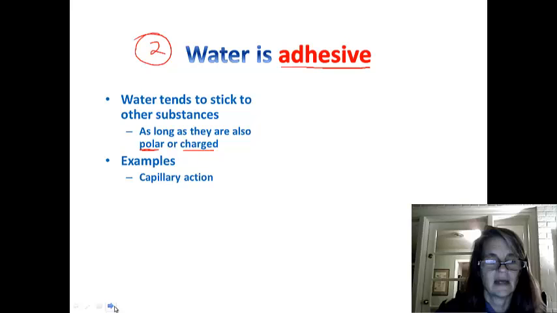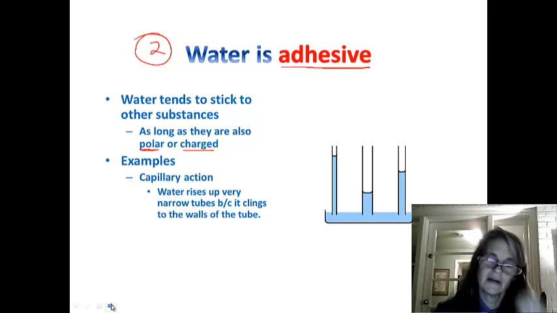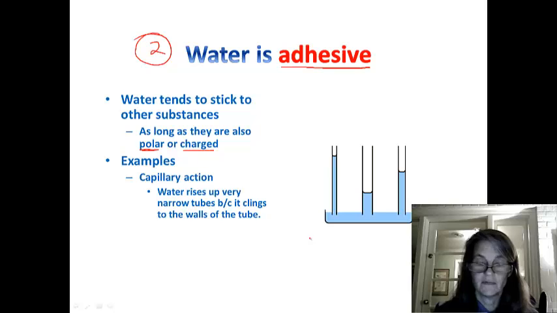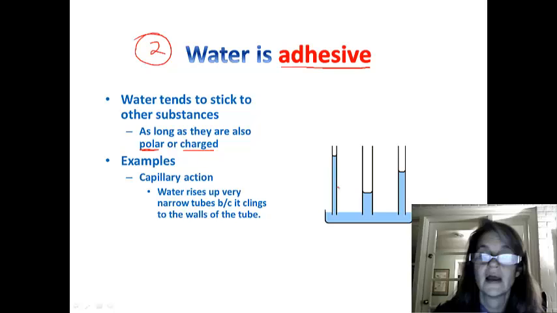Examples. Okay? Capillary action. Capillaries are tiny tubes. You have capillaries carrying blood throughout your body. They're tiny tubes. Water will rise up a tiny tube for no reason other than it likes to stick to the sides of the tube. Now, would it rise up a nonpolar tube? No. But if the tube is polar, as most glass substances, for example, are, it will rise up the tube. Now, the more narrow the tube, the higher it will go.